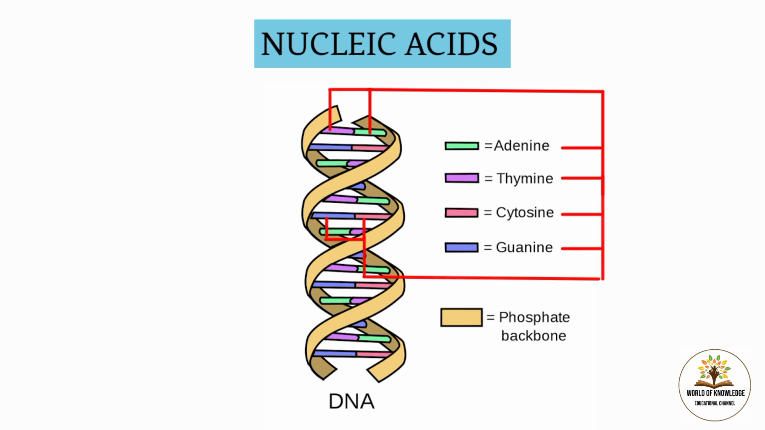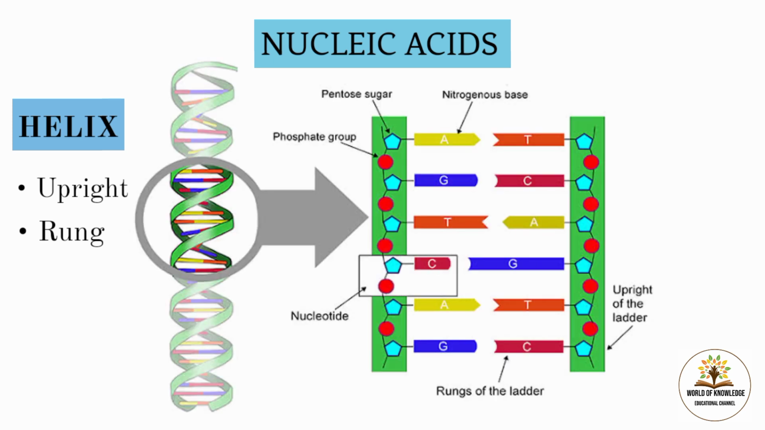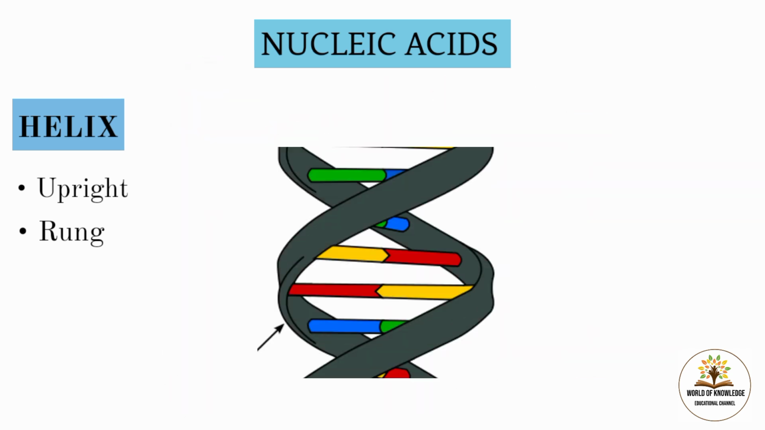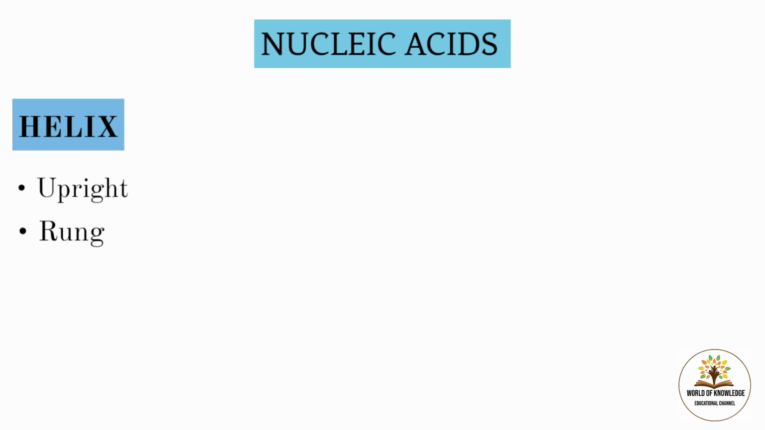Each helix consists of 2 parts. How many parts? 2 parts. Number 1 is upright and number 2 is rung. The upright part is made up of deoxyribose sugar and phosphate, whereas the rung is made up of nitrogenous bases. Both helices are held together by hydrogen bonds, due to which zipping and unzipping of both helices occur by making and breaking of their hydrogen bonds.